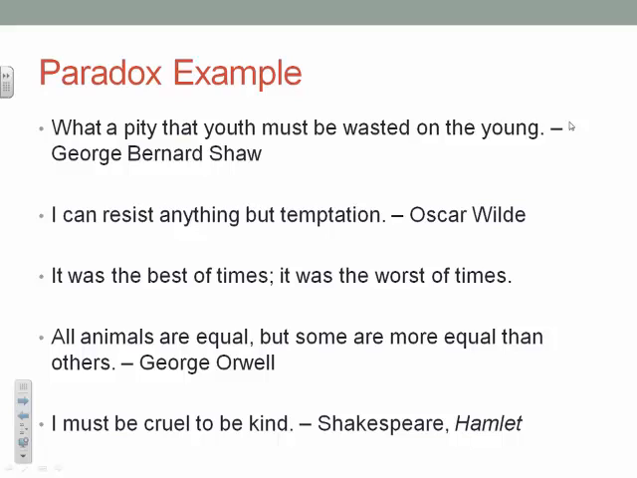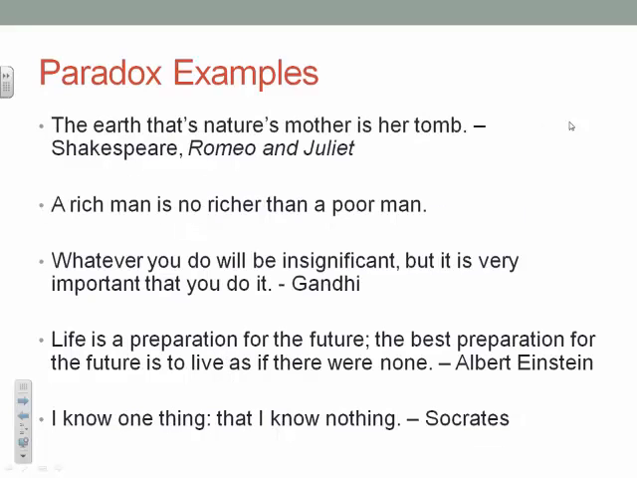What a pity that youth must be wasted on the young. I can resist anything but temptation. It was the best of times, it was the worst of times. And that's Charles Dickens. All animals are equal, but some are more equal than others. I must be cruel to be kind. The earth that's nature's mother is her tomb.